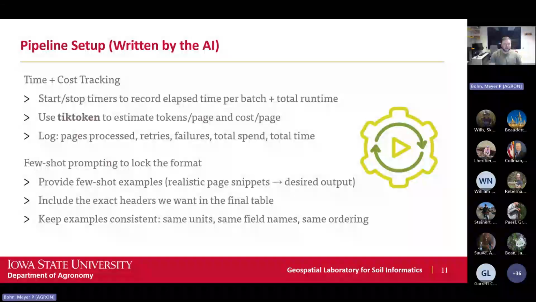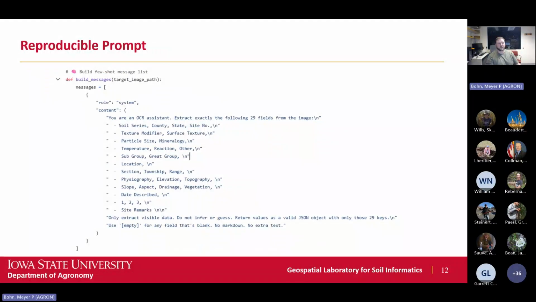And really, to start this out, in order to get it to work consistently, they use the term few shot. In your prompt, you provide a few examples of the data set you're trying to work with. Because at least these PDFs were the same format every single time, I gave it like 6 examples, specified the headers that I want, and specified where that data needs to be extracted to. What this prompt looks like is: you are an OCR assistant, extract exactly the following 29 fields from the image.